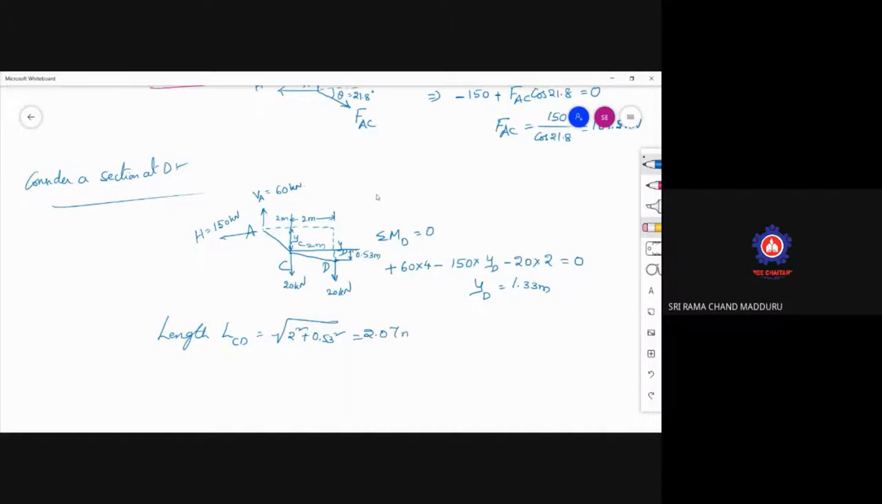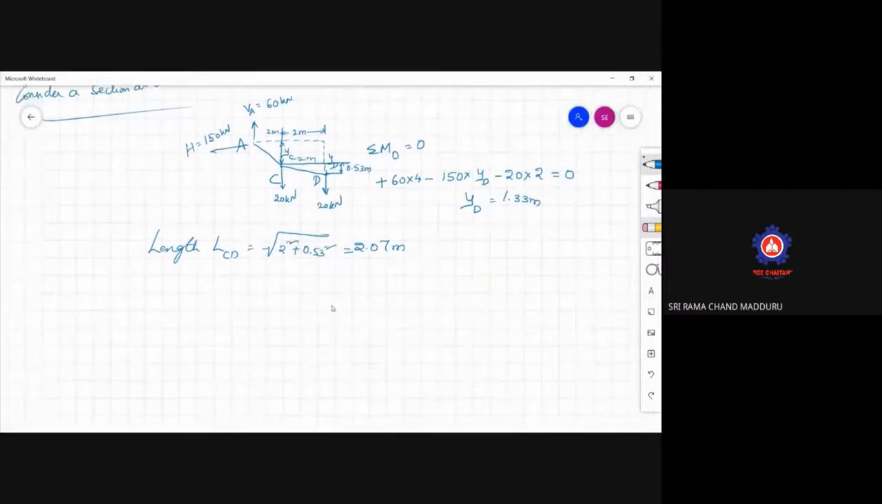2.07 meters. So the length is 2.07 meters. I want to draw. So here, just understand.